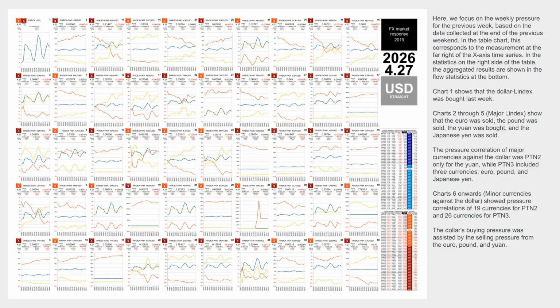The pressure correlation of major currencies against the dollar was PTN2 only for the yuan, while PTN3 included 3 currencies: euro, pound, and Japanese yen. Charts 6 onwards, minor currencies against the dollar, showed pressure correlations of 19 currencies for PTN2 and 26 currencies for PTN3. The dollar's buying pressure was assisted by the selling pressure from the euro, pound, and yuan.